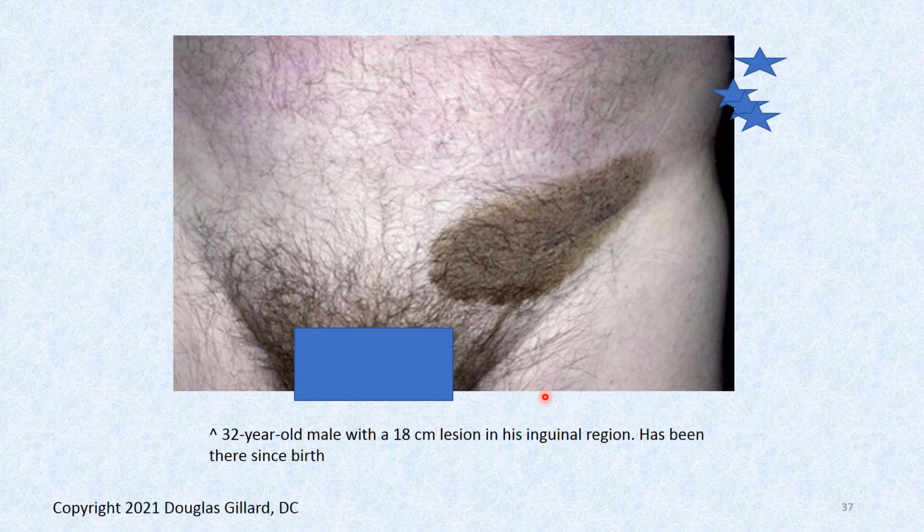How about this one? There's a 32-year-old with an 18 centimeter lesion in the inguinal region. It's been there since birth. What do you do with that? Well, the same story. Has it been evaluated by a dermatologist?